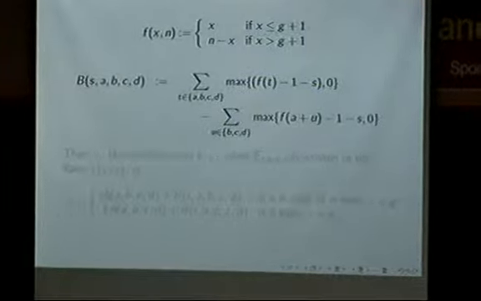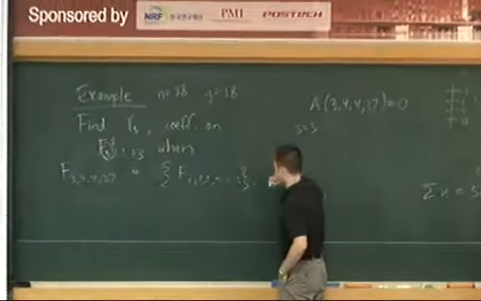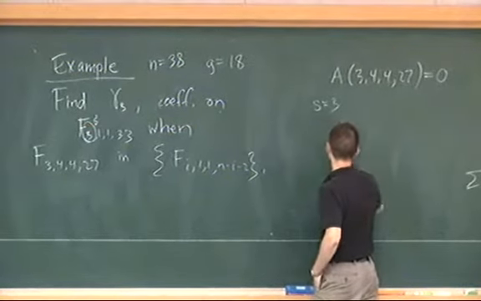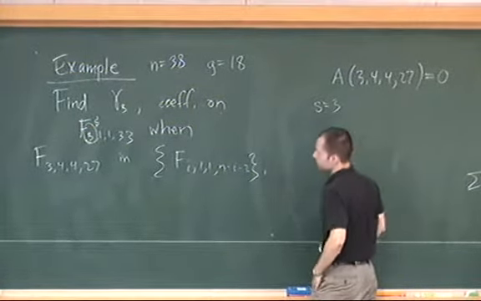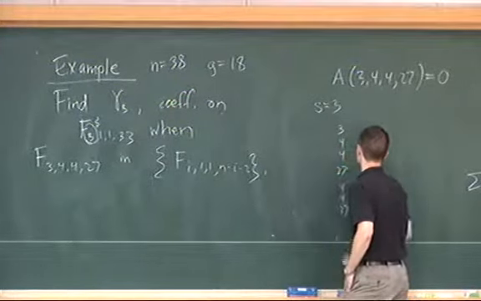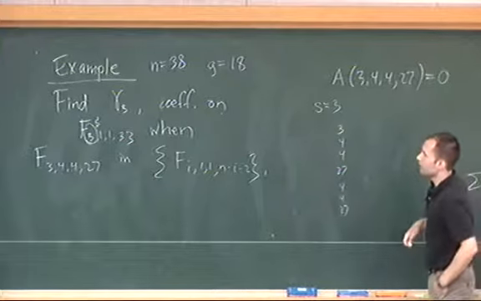Okay, so S is equal to 3. So what do I get? First I sum over A, B, C, and D. So there's 3, 4, 4, 27. And then I sum over B, C, and D again. All right, and what am I summing?